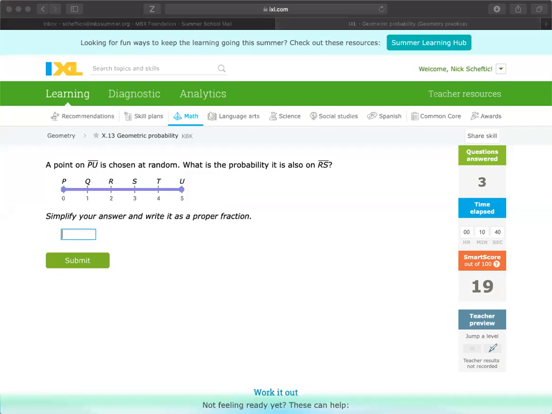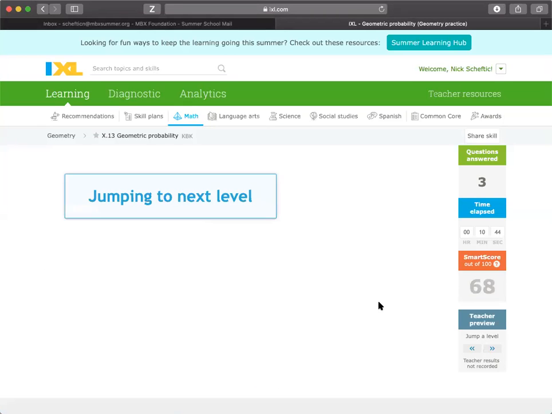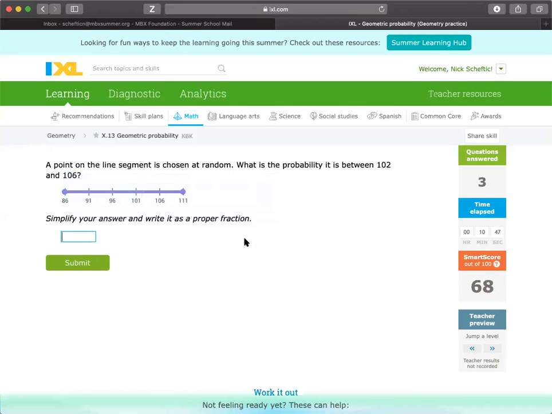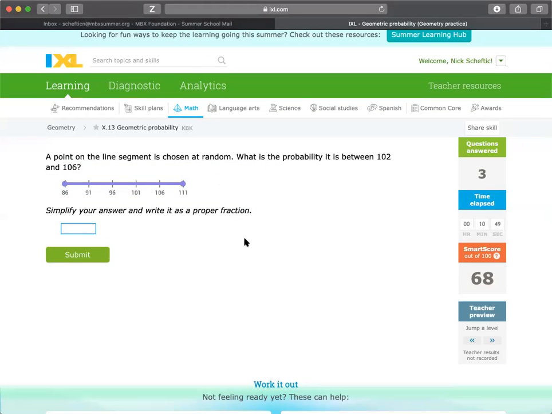All right, let's skip ahead here. Skip ahead a little bit more. A point on a line segment is chosen at random. What is the probability that it is between 102 and 106? All right, so they make you just go in between. So 102 to 106 is going to be right about here. And you just have to take it out of the total. So let me write this out. So we have, oops, 106 minus 102. Do it that way, it is going to be 4.